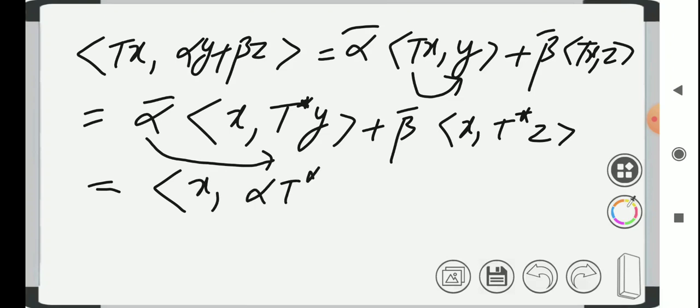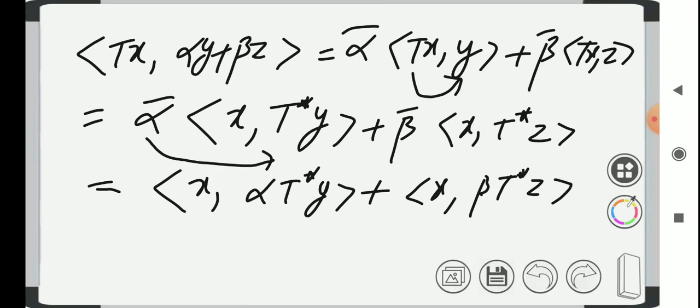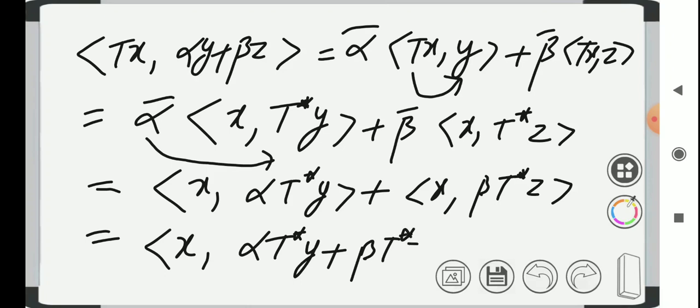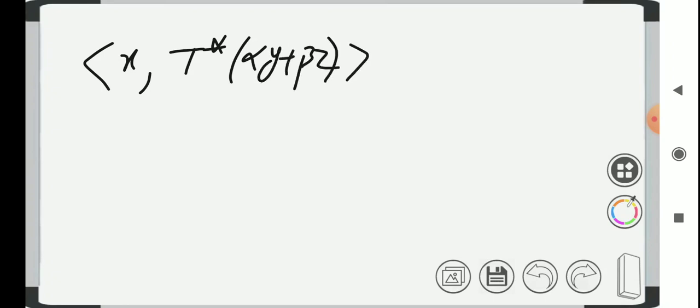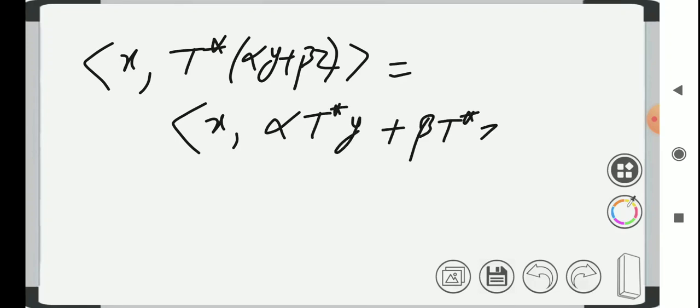Now we can bring this alpha in without its conjugate, because it is antilinear in the second variable. This will simply get us to inner product of x with alpha T star y plus x with beta T star z. Hence we have a corresponding equality: inner product of x with T star of alpha y plus beta z is the same as inner product of x with alpha T star y plus beta T star z.